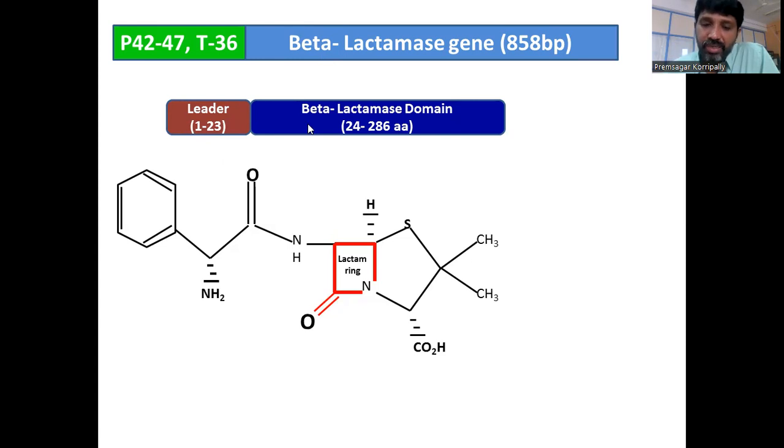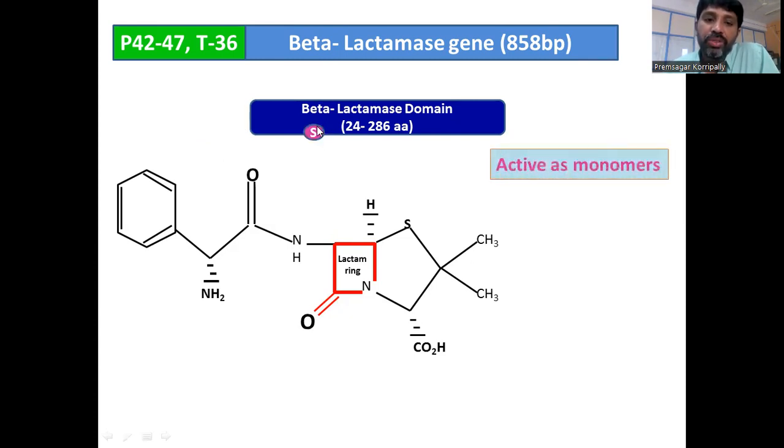So beta-lactamase has an active site, which consists of the amino acid serine. Serine is at the 70th position, and it is part of the active site of the beta-lactamase domain. Beta-lactamase is active as a monomer, and it does not require any cofactor or carbohydrate moiety for its functional status.